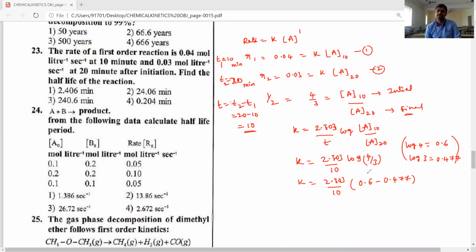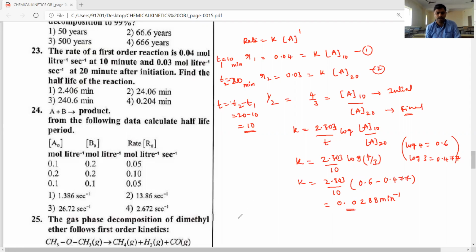That's why, dear students, we have to remember the logarithm values: log 2, log 3, log 4 which is 2 log 2, log 5, log 6, log 7, up to log 10. We have to remember them, because sometimes in an objective exam they will give the values, sometimes they won't. However, if we remember them, then only we can solve very easily. On simplification, the K value we get is 0.0288 minute inverse.